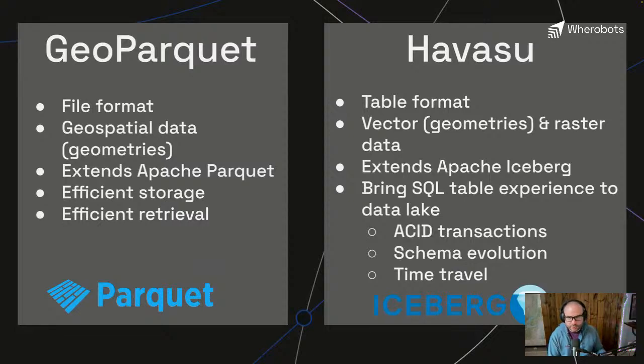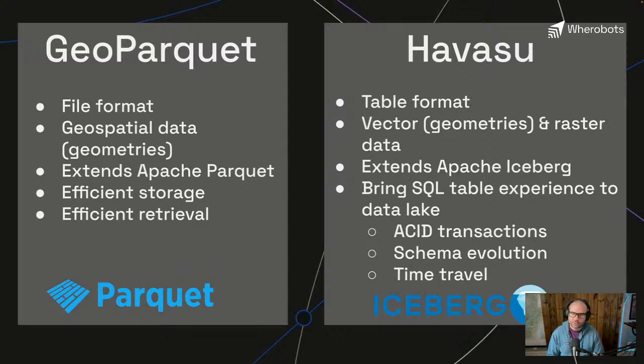So our two topics for today are GeoParquet and the Havasu table format. Let's talk a little bit, first, maybe a little bit of a compare and contrast of what these two things are. So GeoParquet is a file format. If you're familiar with Parquet, GeoParquet is really a way of specifying how to store and work with spatial data, geospatial data specifically, in Apache Parquet.